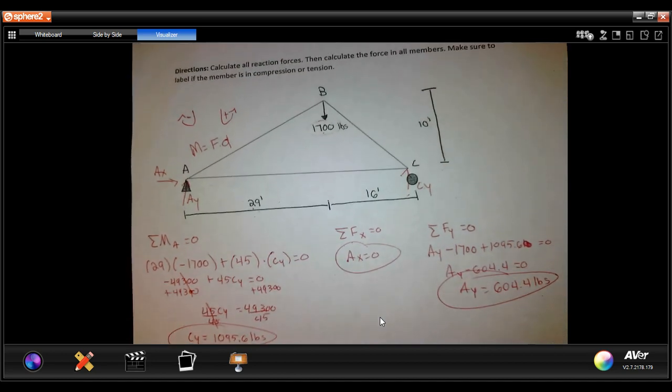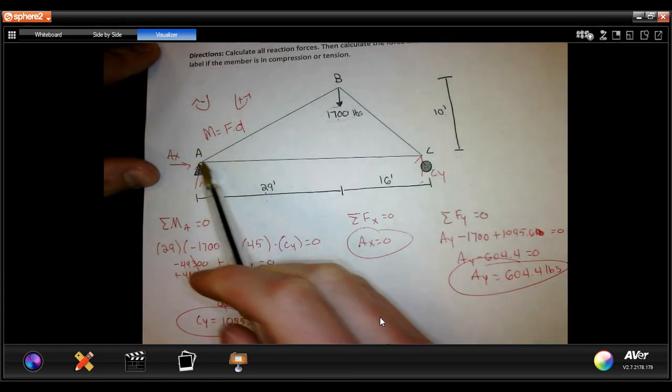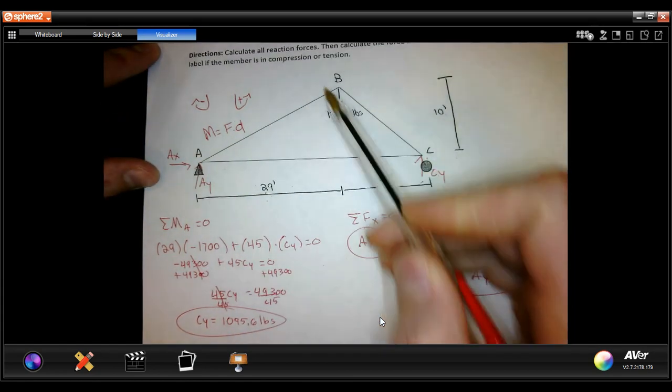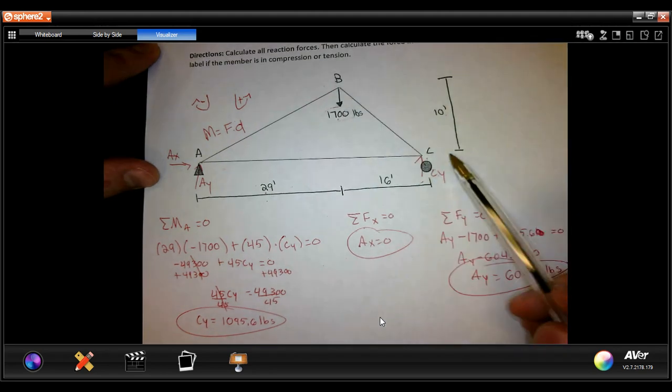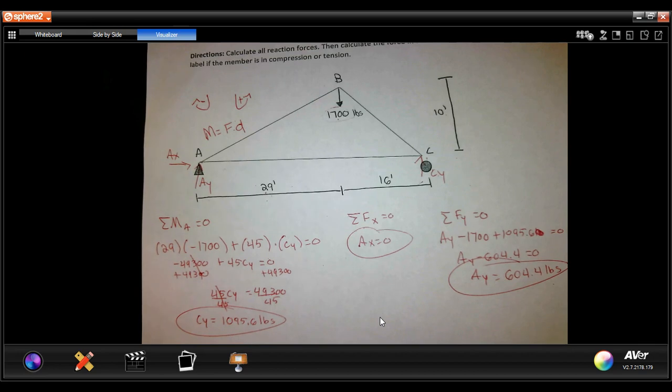All right, so this is how you basically finish the problem. We want to find the tension or compression in member AC, in member AB, and in member BC. So there are three members here. We need to find if they're in tension or compression, and how much tension or compression.